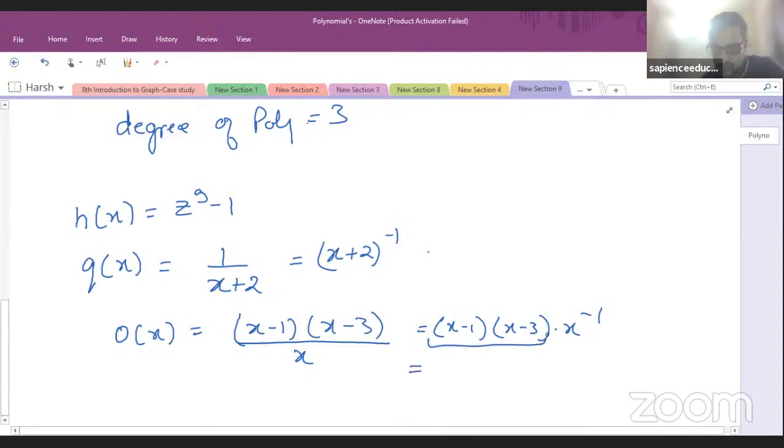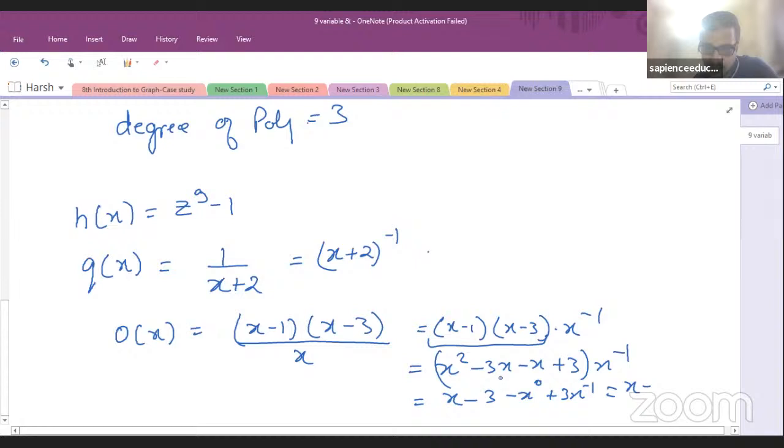So you have to simplify this first. x square minus 3x minus x plus 3, times x to the power minus 1. When you multiply all this, it will become what? x into x minus 1 is x. Here 3, here x to the power minus 1 into this, I'll write it 3x to the power minus 1. So you can write it as x minus 3 minus 1 plus 3x to the power minus 1. So here the power is negative. That's why it is not a polynomial.